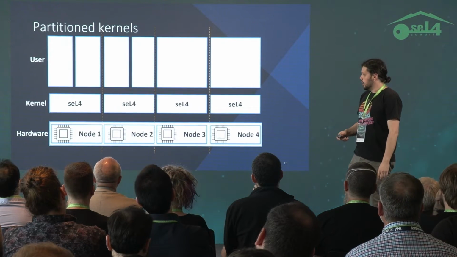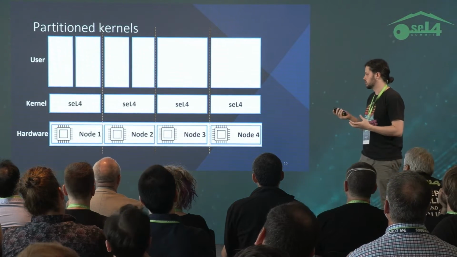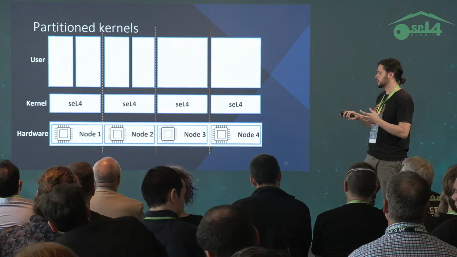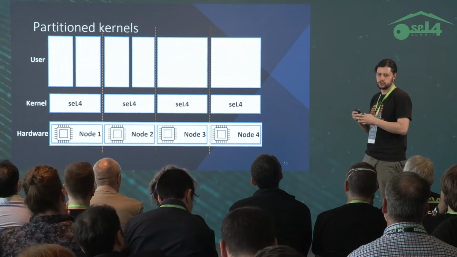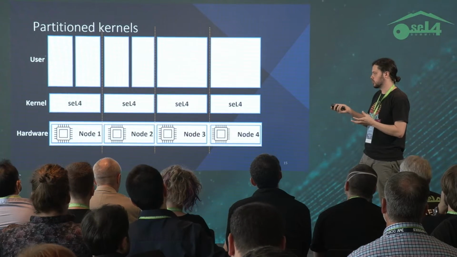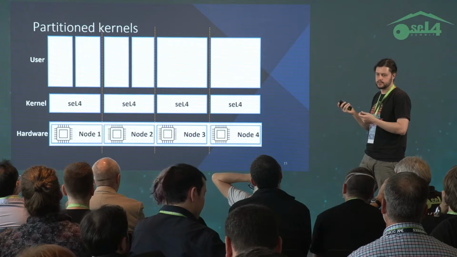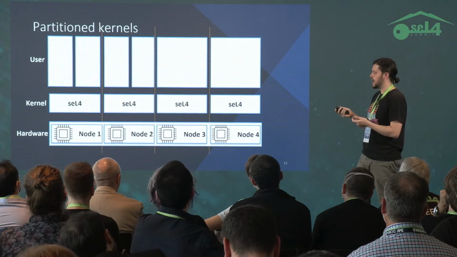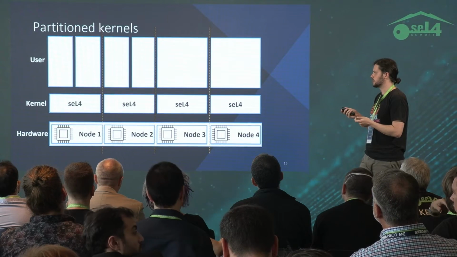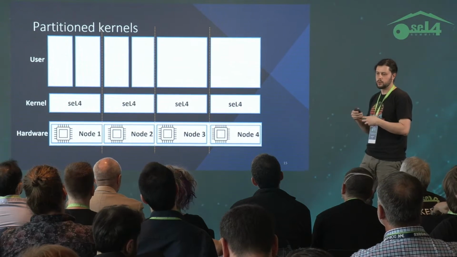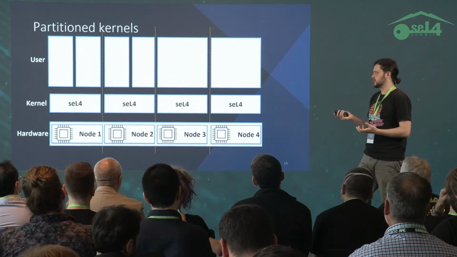So this is where we start talking about the multi-kernel or the partition kernel approach. Instead of having one single kernel image running across multiple cores, we just treat it like a distributed system and have a single kernel pinned to each core, managing threads, where threads run on a single core and can only talk to a single kernel.